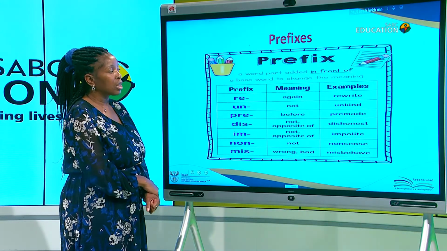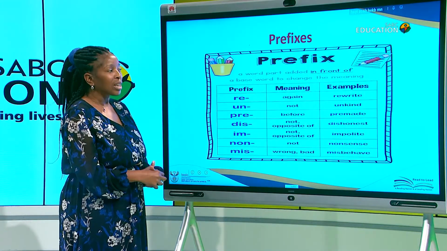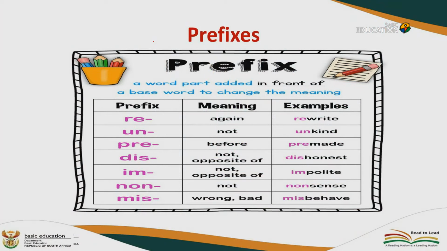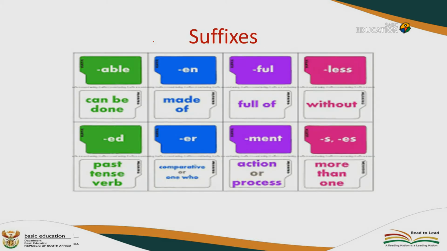Here are some meanings. Re means again. An example is rewrite. You also have non, which means not. So nonsense means there is no sense. We have suffixes. Able suggests that it can be done. Full means full of. So respectful would mean full of respect.